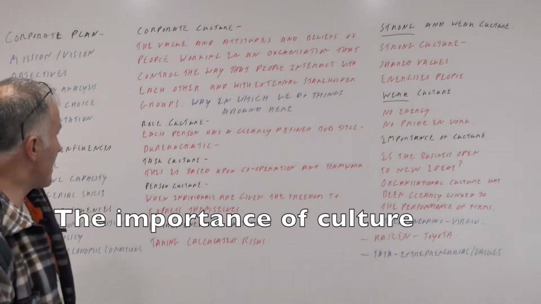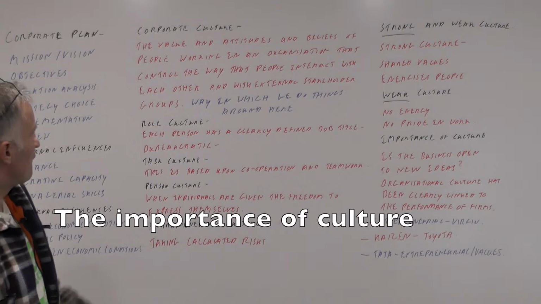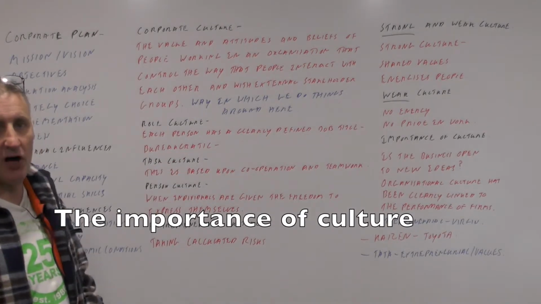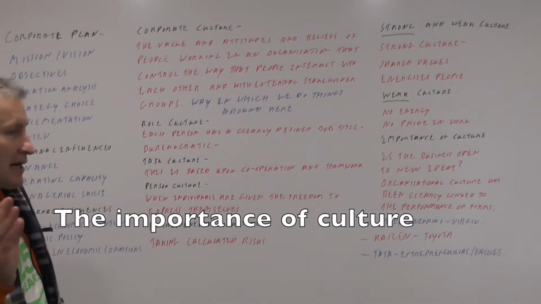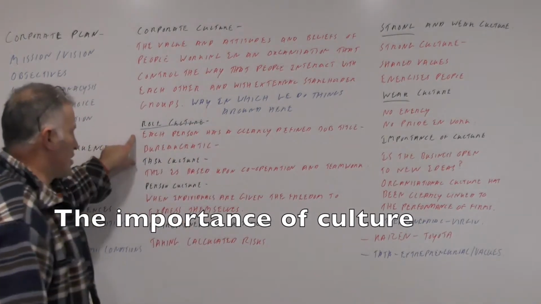And obviously part of that is down to the leader. But here we've got 4 different types of culture on here. The first one is each person has a clearly defined role within the organisation, very clean on job descriptions. And we say that this one here is a role culture.